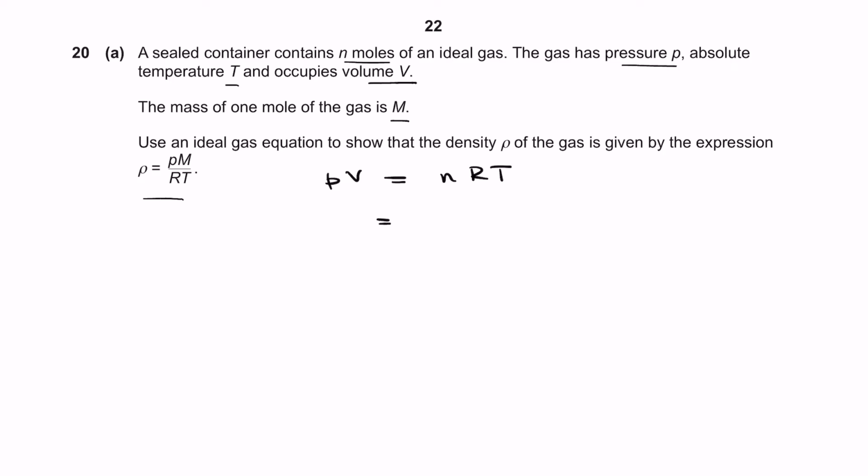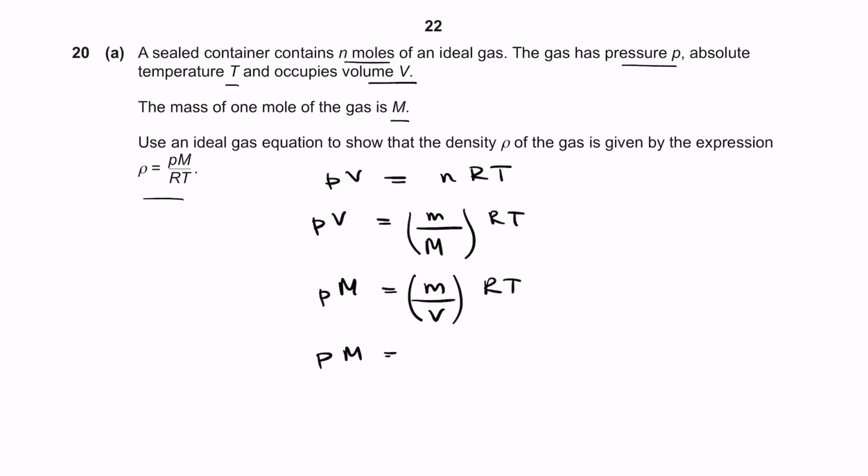Now, if I want to introduce density, I have to think about the number of moles being written as mass over the molar mass, which is m by capital M. And now, if I just rearrange this slightly to introduce the formula of density, which is mass divided by volume, I'm going to multiply both sides by capital M and divide both sides by V. And there I have my answer. That's replaced by rho, and therefore rho is equal to PM over R times T.